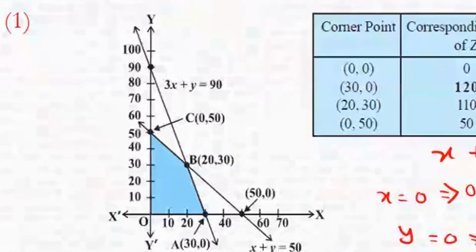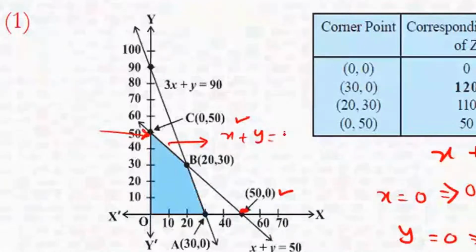Okay, so 0 comma 50 will be somewhere here. 0 comma 50, this is this point. Mark it. Then 50 comma 0 will be here. Put a scale and join these 2 points. So this is the line, this is the line x plus y equal to 50.